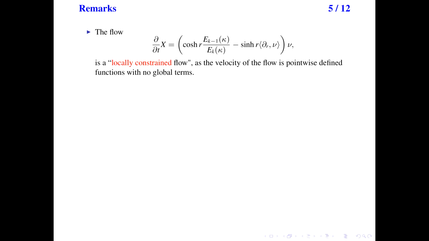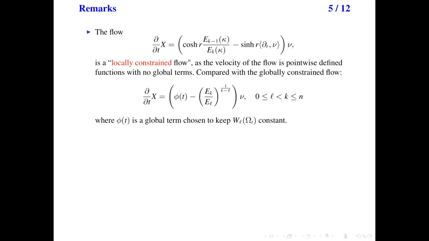There are some remarks about this flow. The flow is a locally constrained curvature flow because the speed of the flow is a pointwise defined function without global terms. This is in contrast with the globally constrained curvature flows that we mentioned in part 1 and part 2 of my talk, where there is a global term phi of t in the speed of the flow, chosen to preserve some quermassintegral.